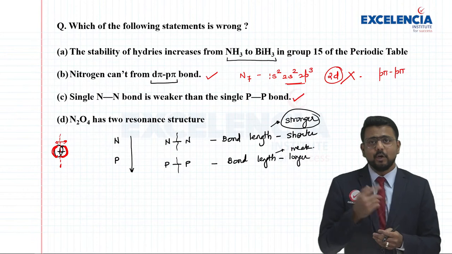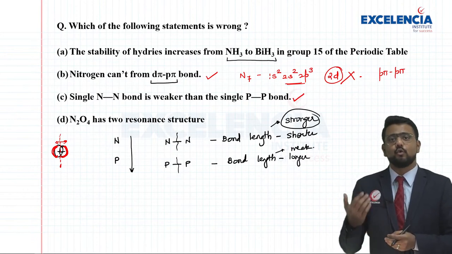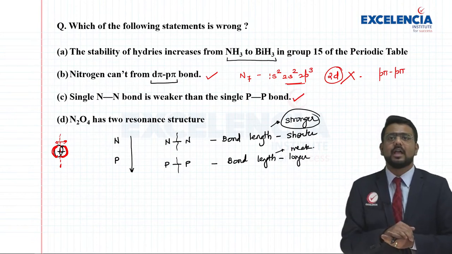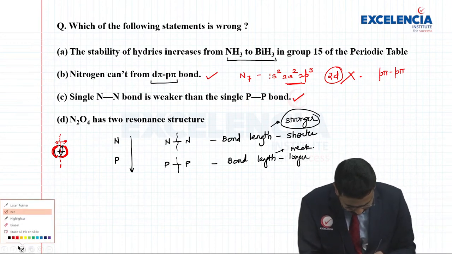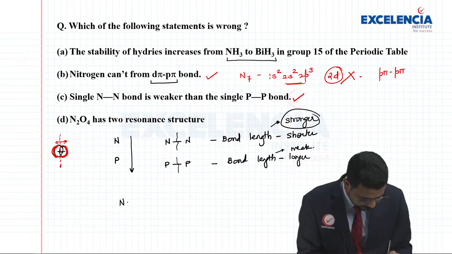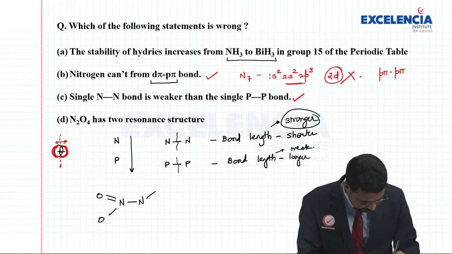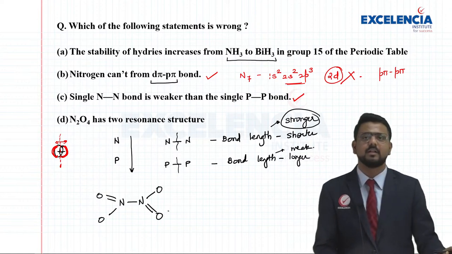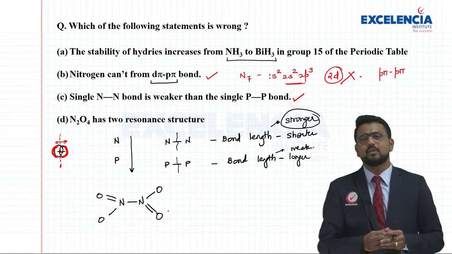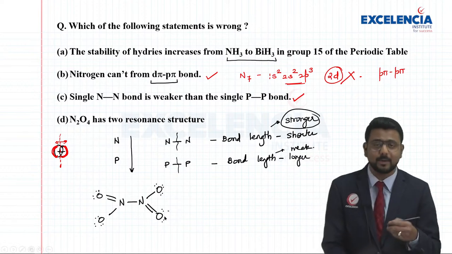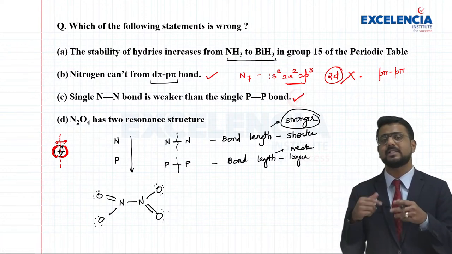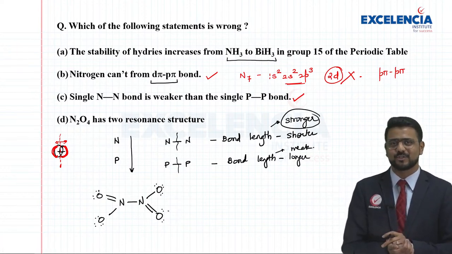Okay, moving on to the next option, N2O4 has two resonating structures. That is also actually the correct statement. Suppose I'm considering N2O4 here: you have N single bond N, double bond O, single bond O, single bond O, double bond O, right? Oxygen also has a lone pair of electrons here, and because of these lone pairs, shifting of pi electrons will take place, and hence you are going to get the resonating structures, right?